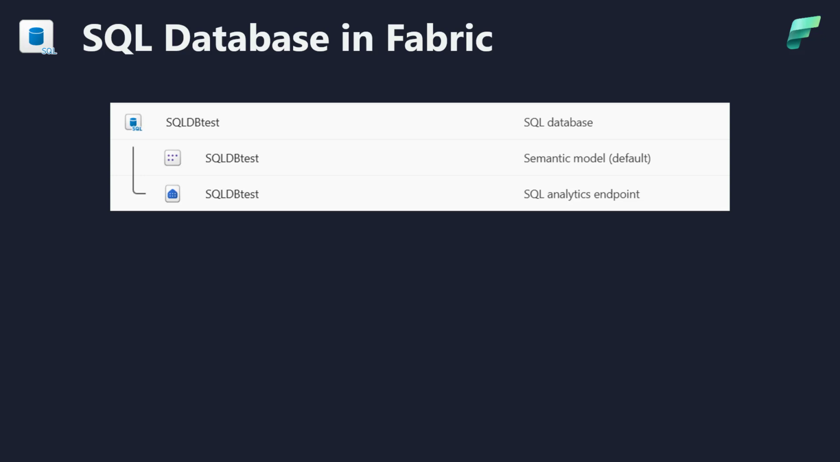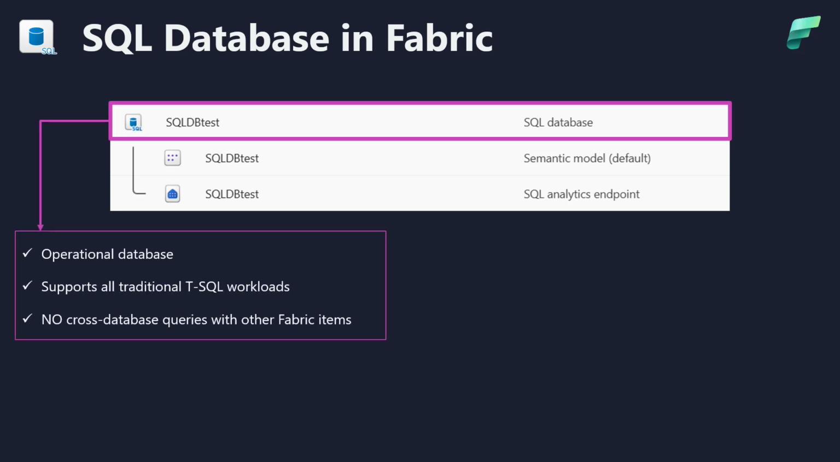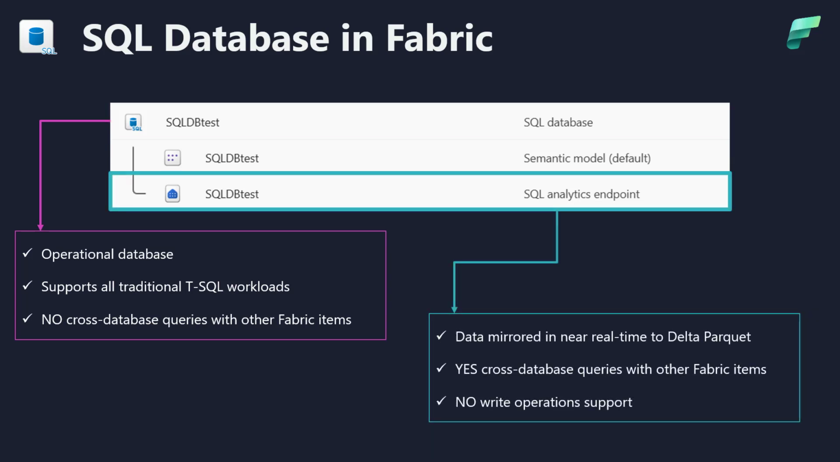When you create a SQL database in Fabric item in your Fabric workspace, there are certain things to keep in mind. First of all, the main item is SQL database. This is an operational database based on Azure SQL DB that already exists outside of Fabric. Because it's based on traditional Azure SQL DB, it supports all traditional T-SQL workloads. However, it's not possible to write cross-database queries with other Fabric items directly from the SQL database item. For that, we need to use a SQL Analytics endpoint.